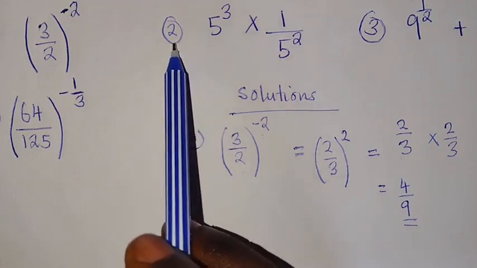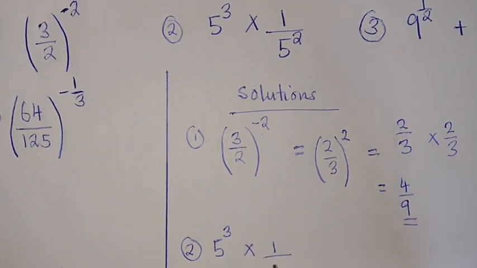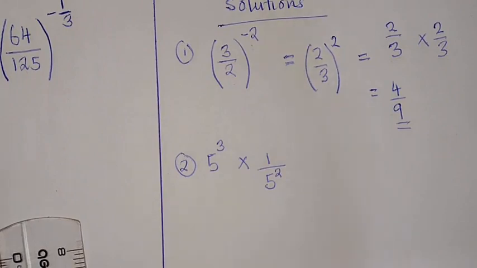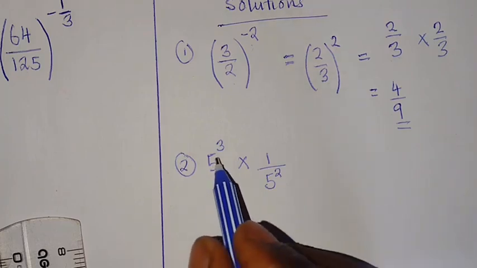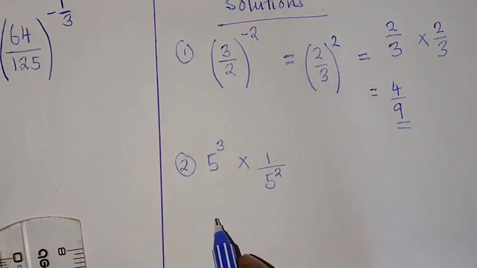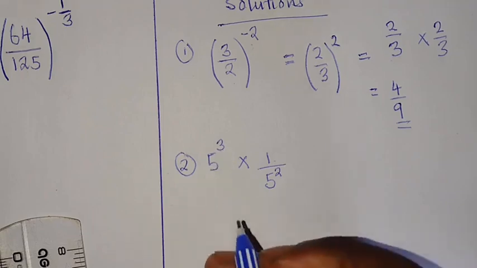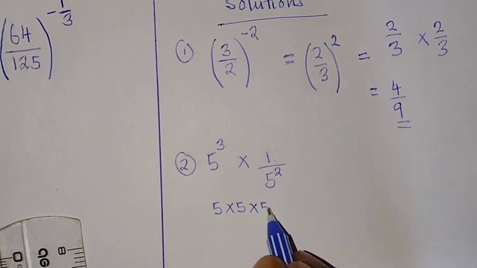We now come to our second question right here. Our second question is 5 raised to the power of 3 times 1 over 5 raised to the power of 2. So how can we work out this one? To work out this one, there are many methods that we can use. We have 5 to the power 3, which means we multiply the base by itself 3 times, so we're going to have 5 times 5 times 5.